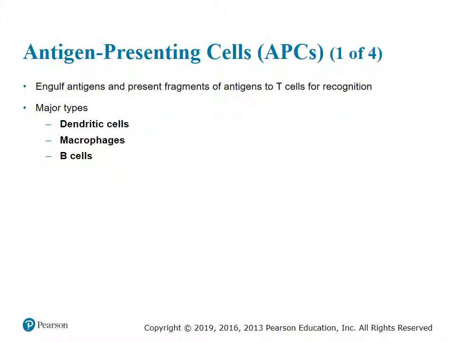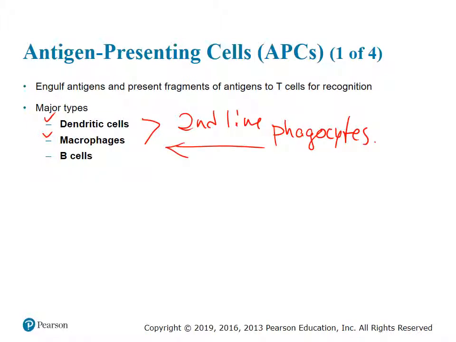Okay, so let's talk about the antigen-presenting cells. We've seen these before, right, folks? You've seen what dendritic cells and macrophages do. Both of these are part of the second line of defense, by the way, and we know how those operate. We know these to be phagocytes, both of those.